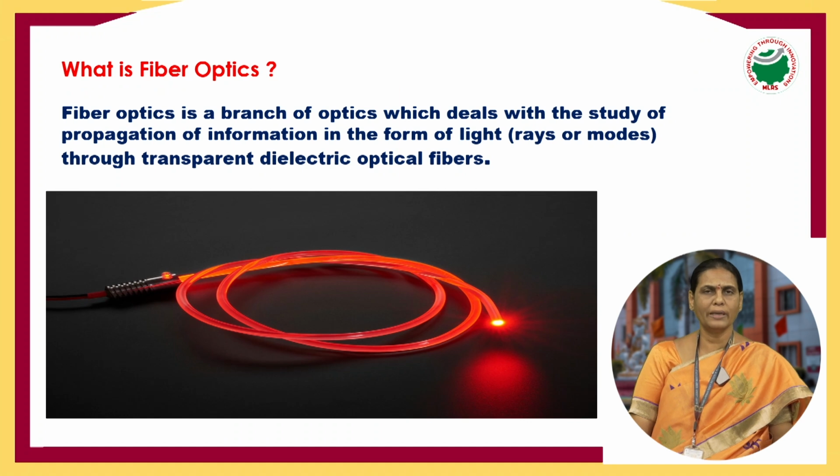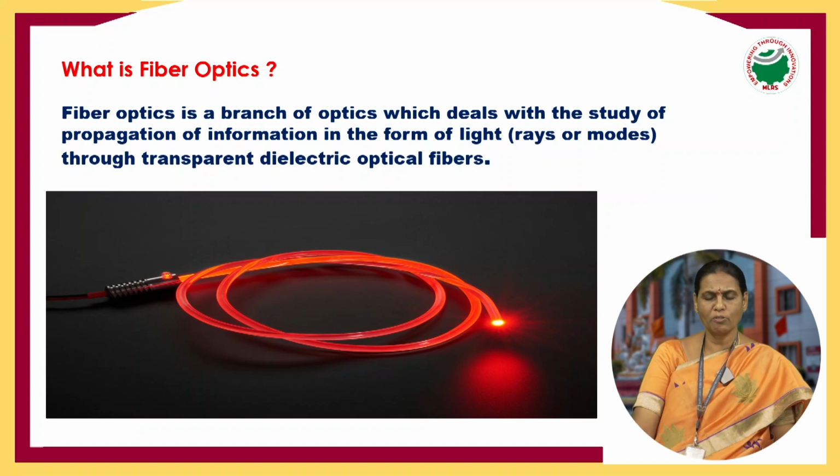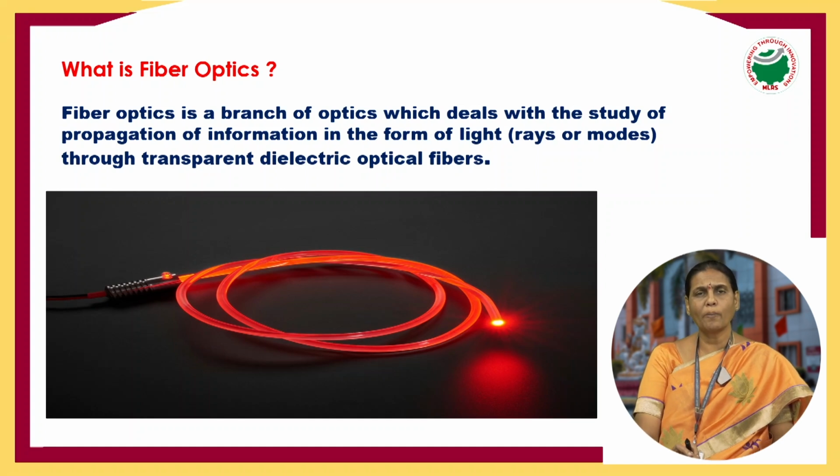Next, what is fiber optics? Basically, what is fiber optics? Now, fiber optics is also one branch of physics which deals with the study of propagation of information in the form of light. You want to transmit signals. Nowadays, we are using wireless. So that wireless also carries signal in the form of waves. Here, the signal which is carried, that is, the information, is carried in the form of light rays or modes through transparent dielectric optical fibers. You can see the picture of this one. This is how the signal transmission is taking place inside the optical fiber.